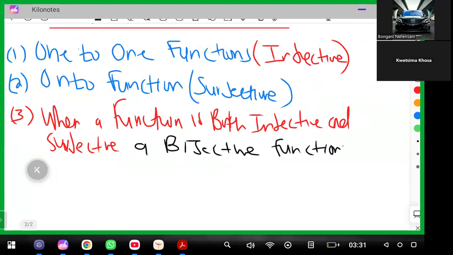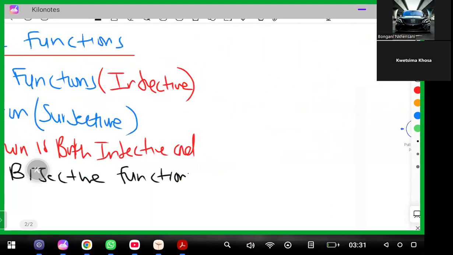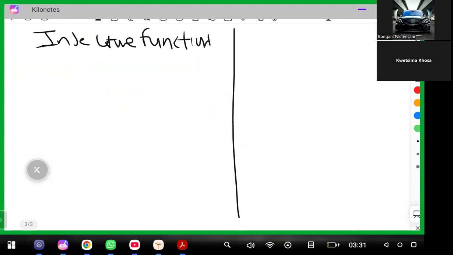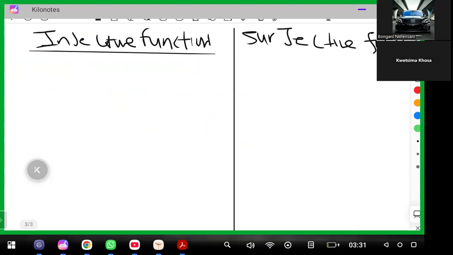So now let's start. I'm going to do examples for both of them. I'm going to start with the simple one, which is the injective function. And then we should also talk about the surjective after giving examples. Okay, so we'll be discussing the conditions.